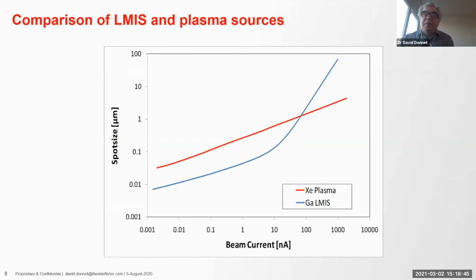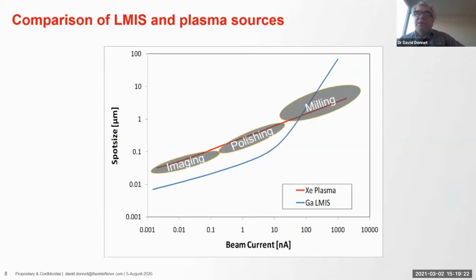So if you have the same beam current, let's say a 100 picoamp beam current on your gallium FIB, the spot size for the same current in a plasma FIB is roughly 5 times larger. So this is very important for certain applications, and we'll come to that, especially for TEM lamella preparation. But this is the most important parameter when you're trying to compare the two sources.